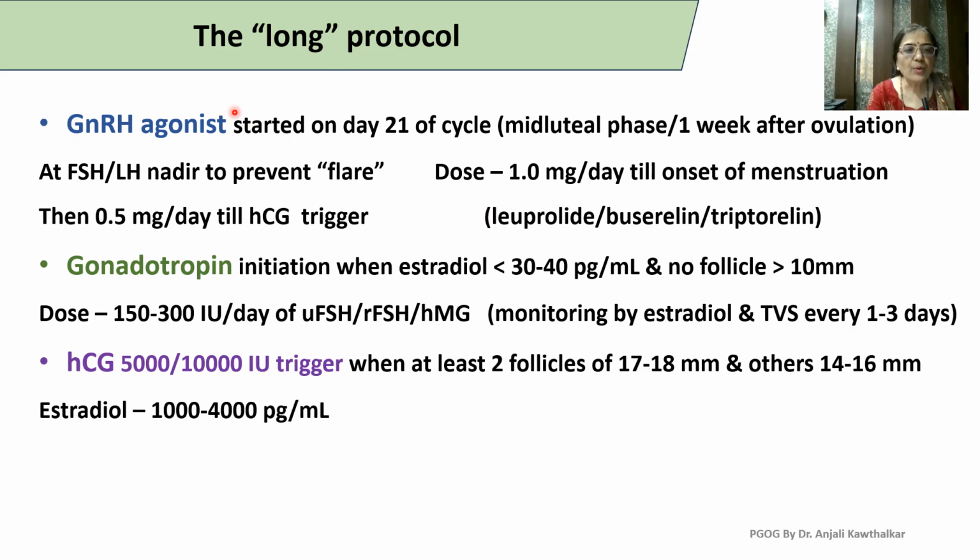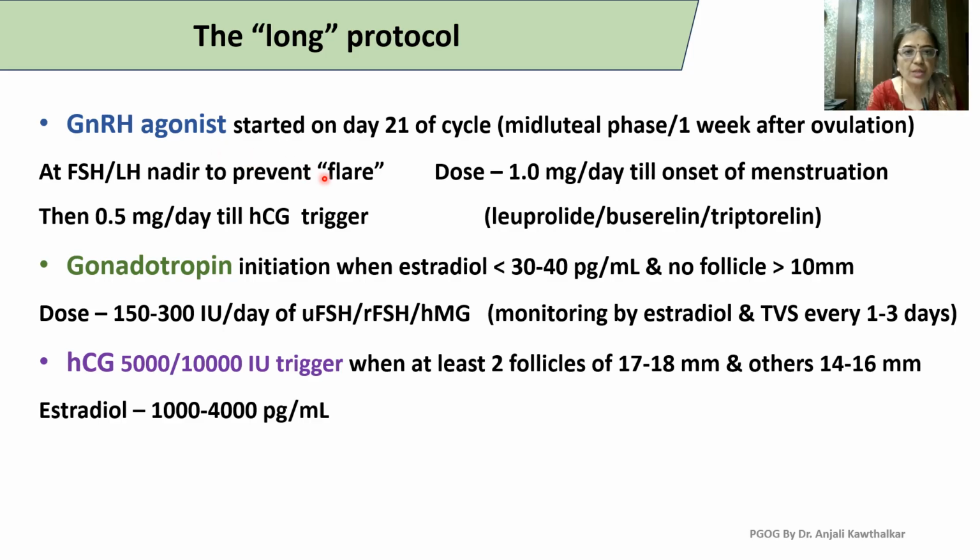So what is this long protocol? GnRH agonist is started on day 21 of the cycle. That means in the mid-luteal phase, or 1 week after ovulation, this GnRH agonist is initiated. It is initiated at that time when FSH and LH nadir is present, so that there is no flare effect.